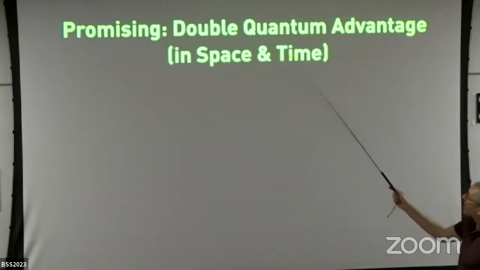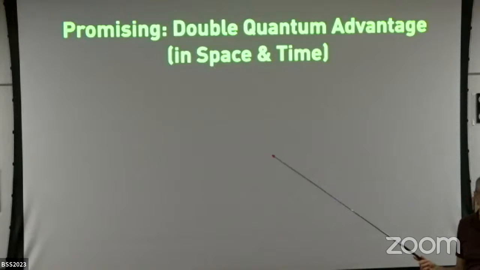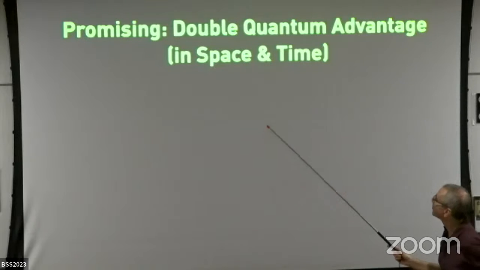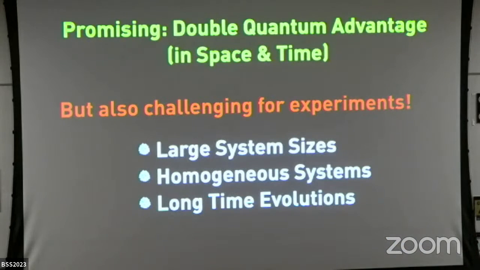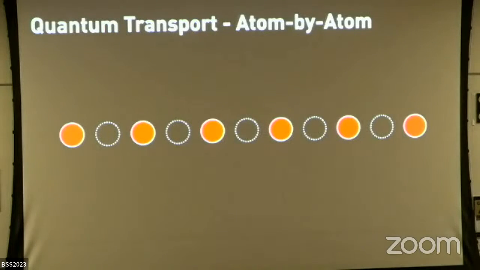So of course, quantum dynamics is something where that's the case. A random unitary circuit is a similar thing. So you have this double advantage both in space and time. But it's also challenging, of course, for experiments, because if you want to measure something there, you want to do this in large systems. You want to have controlled, homogeneous couplings. You want to go to long evolution times. It's also not so easy from the experimental side of view.